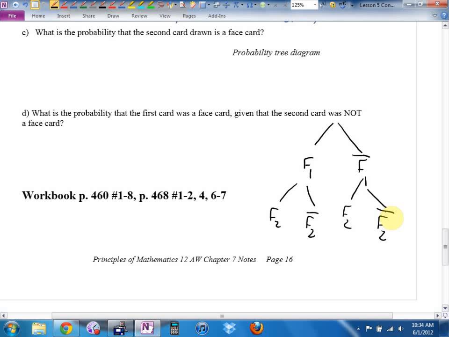It is 12. Did you use the fundamental counting principle to figure it out by going 3 face cards times 4 suits is 12? Good. 12 out of 52. 40 out of 52. Down this branch I picked a face card, so now it's 11 out of 51. 40 out of 51. Down this branch I didn't get a face card, so there's 12 out of 51. 39 out of 51.